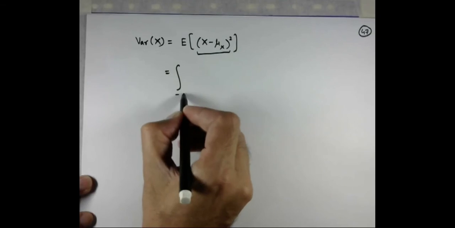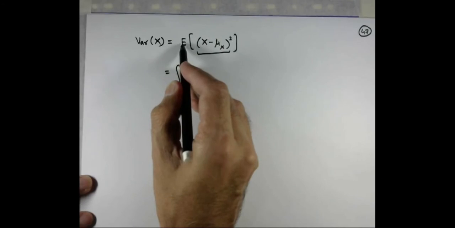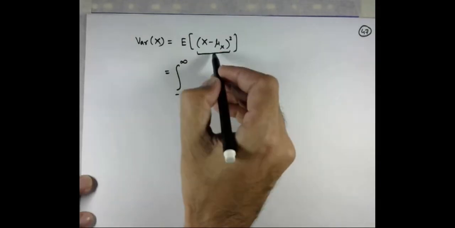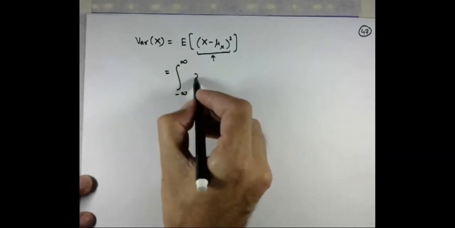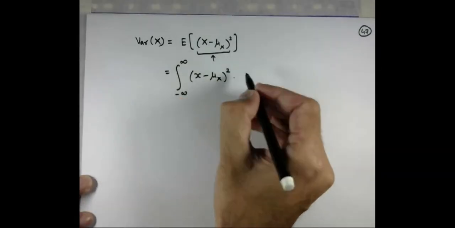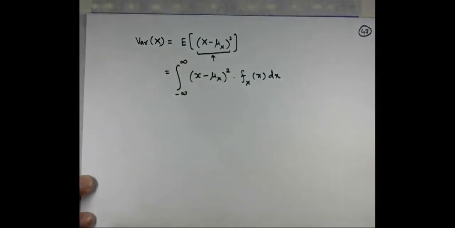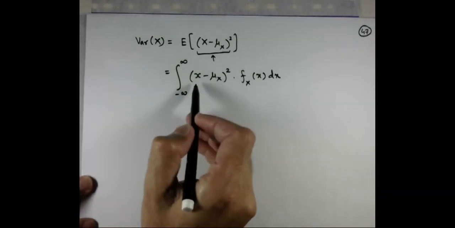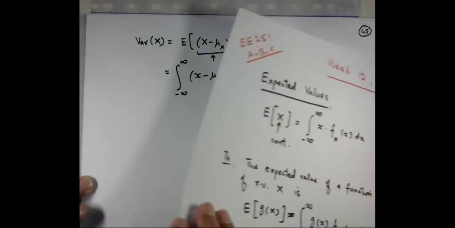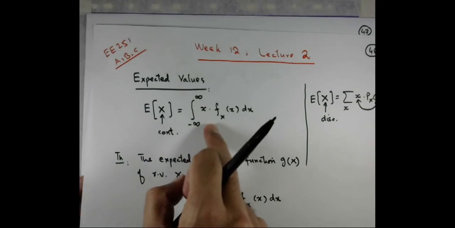So we write it as such: integral minus infinity to plus infinity. We have broken this expectation sign, so three things will emerge. One is the integral sign, the other is whatever is in the argument, which is now x minus the mean of x whole square, and then you multiply it with the PDF, which is f sub x of x, and we have dx because of the integral. So this is how you find the variance of a continuous random variable, and this is how you find the expectation of a continuous random variable.